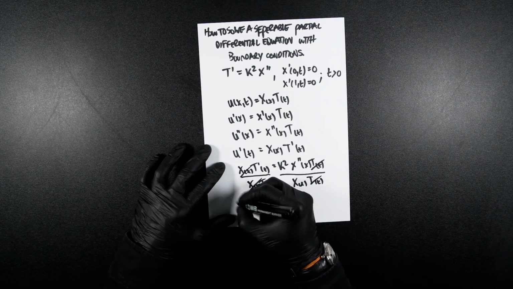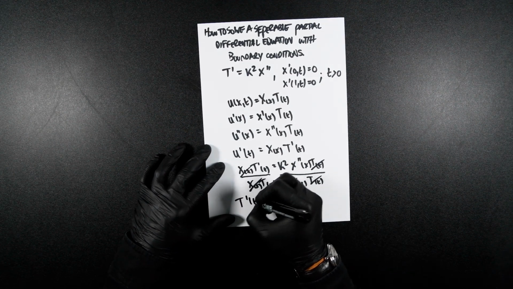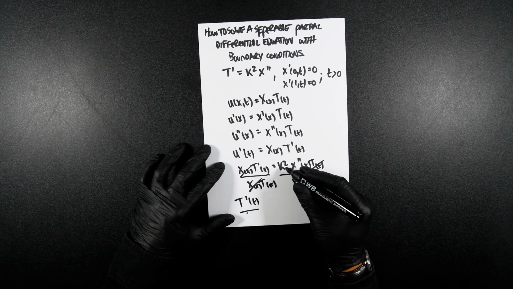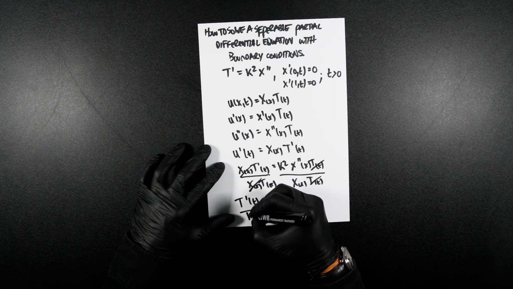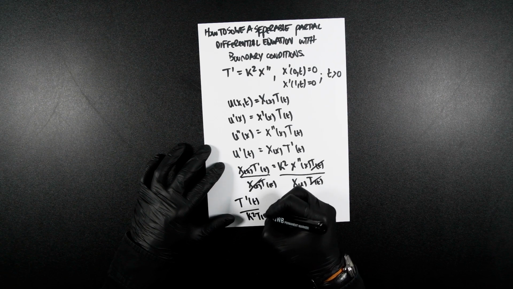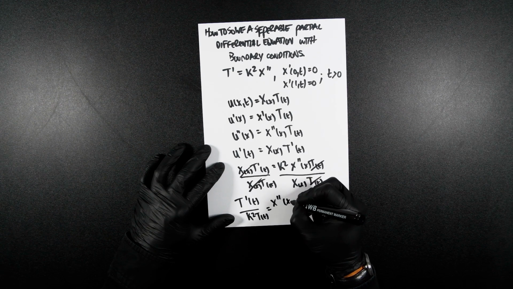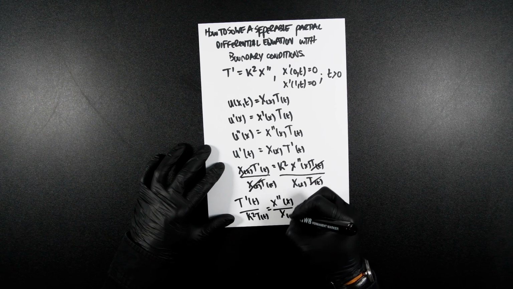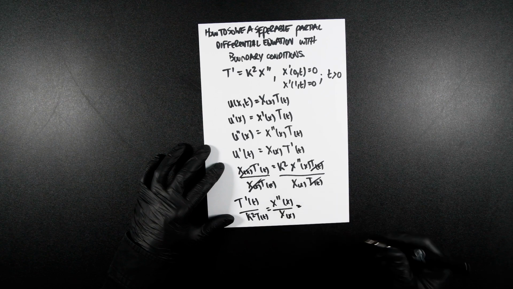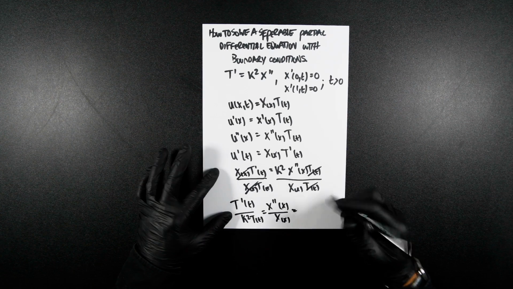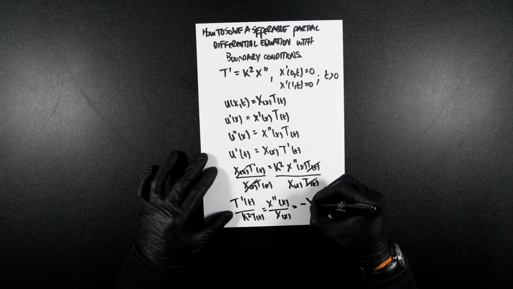So we are left with T' over, I'm now going to actually move this k squared down, k squared T, which equals X'' over X. I'm going to make this equal to some constant. So we're going to make it equal to negative lambda.